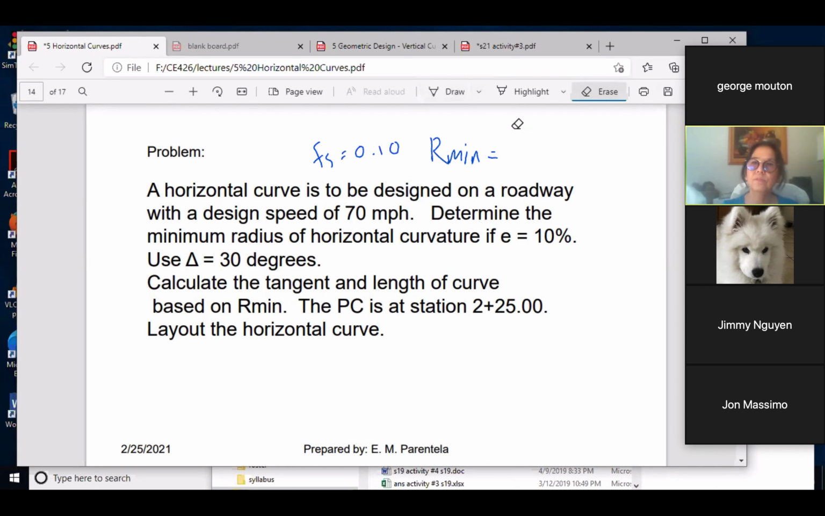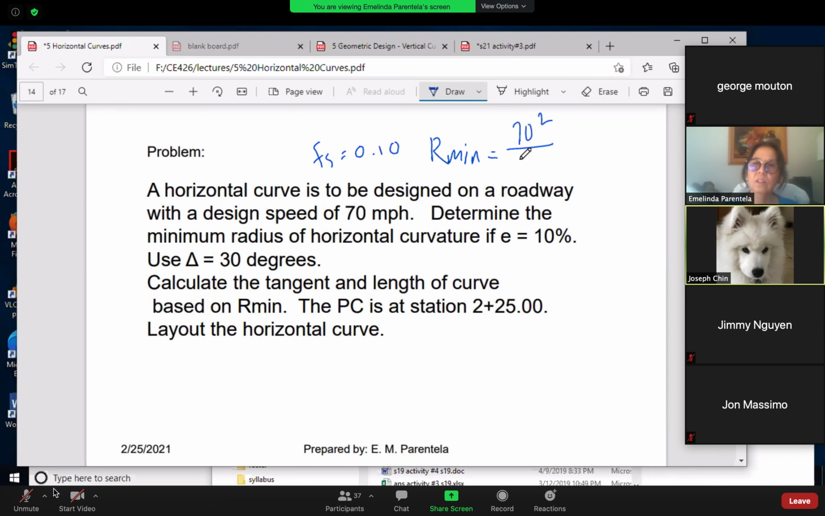Joseph. So here we have 70 squared, right? I'm still kind of getting there. I got 1,633. 1,633, that's what I got too. Yeah, I got the same thing. Okay, yes, that's the correct value.